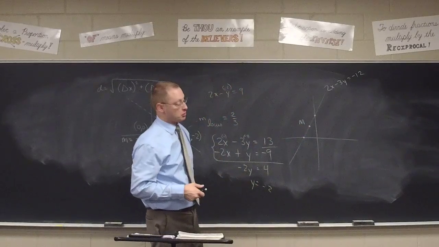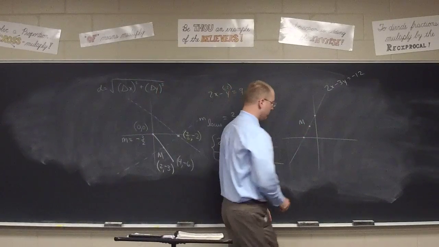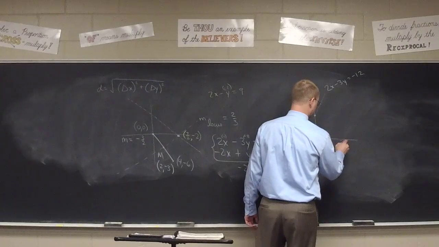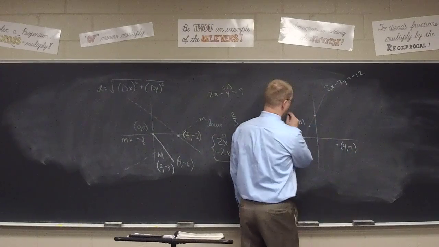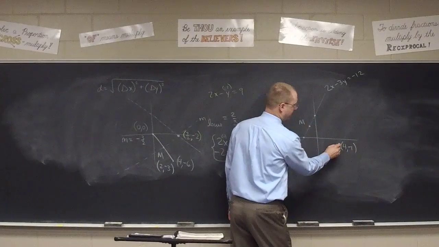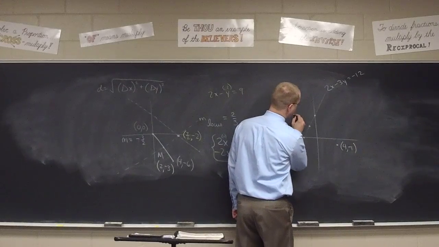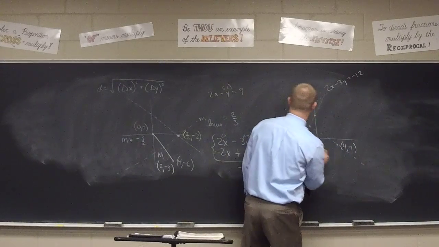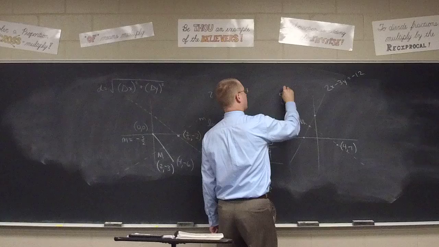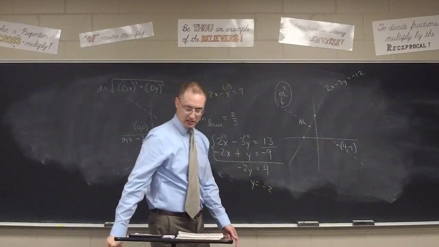My line also goes through another point, 4, -1. How many lines can go through this midpoint and that point? 1. So my locus here is going to be the equation of that line. Does that make sense?